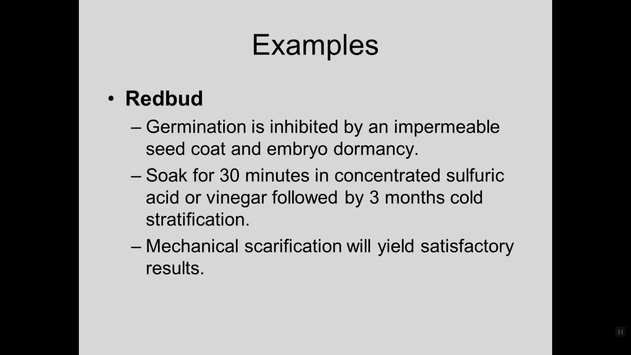Redbuds, we have the Western redbud that grows around here. They are best treated, scarified for about 30 minutes in some kind of vinegar or low concentration sulfuric acid, and then cold stratified after that. So the sulfuric acid is weakening the seed coat. That's scarification, and then you're stratifying them in the fridge. And then at that point, you can plant them and they'll do well. And they really do grow very easily once this is done. But without that, they do not.